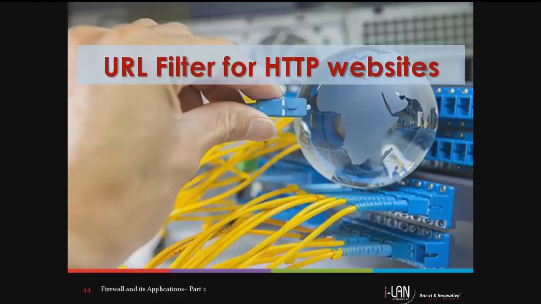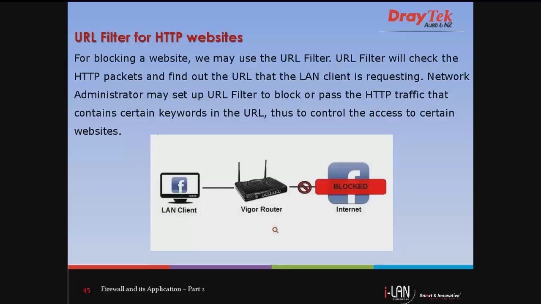Another topic is URL filter for HTTP websites. To block a website, we may use the URL filter. URL filter will check the HTTP packets and find out the URL that the LAN client is requesting. Network administrator may set up URL filter to block or pass the HTTP traffic that contains certain keywords in the URL, thus to control the access to specific websites.